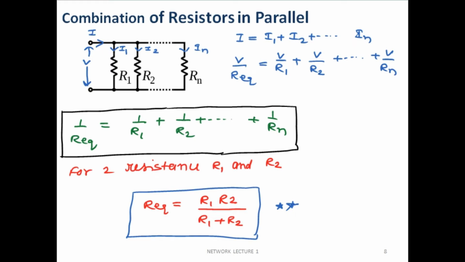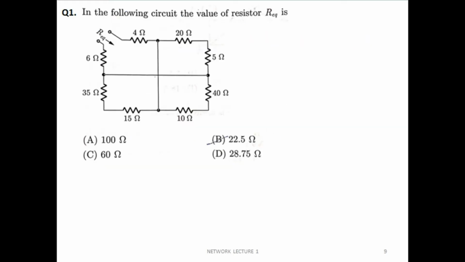Now let us solve a question. In the following circuit, the value of R equivalent is, okay, so this is a circuit and we have to find out the value of R equivalent across this terminal. So suppose this is terminal A and this is terminal B. Now here a 4 ohm resistance is connected. Suppose this is another terminal C. So if this is terminal C, this will also be terminal C, because there is no resistance here so there will be no drop, so it will be the same terminal. Okay, so C. Now suppose this is another terminal D.